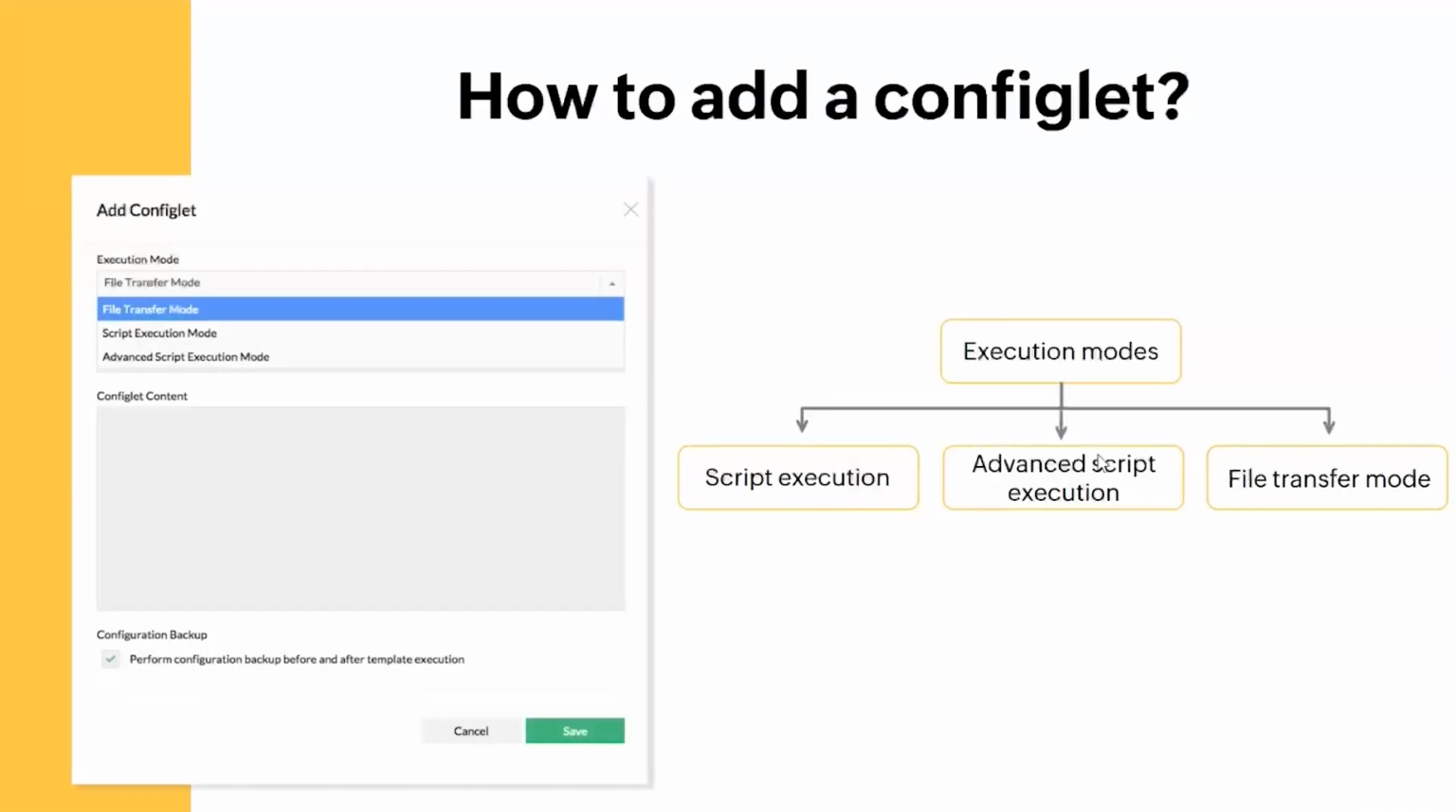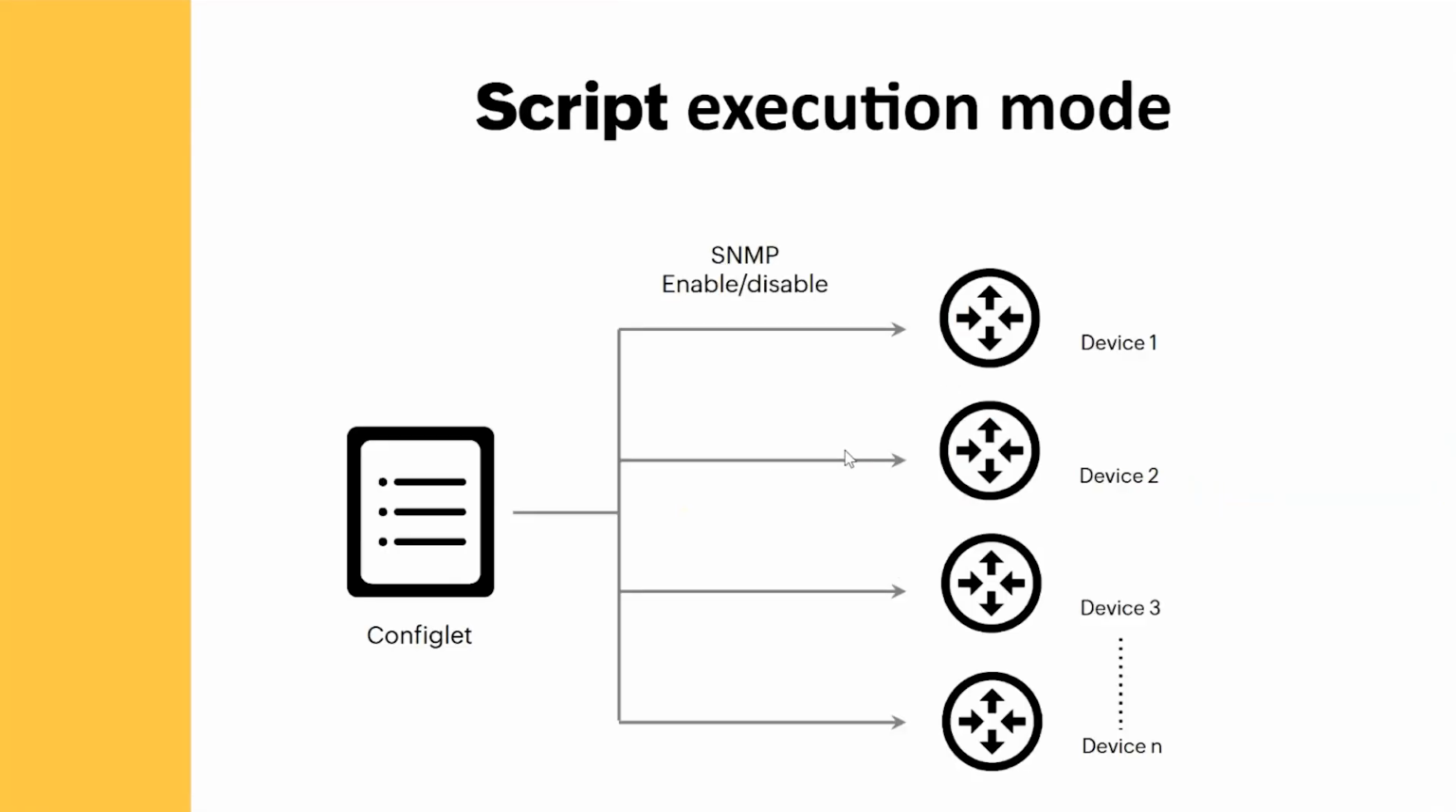So how do you add configlets in Network Configuration Manager? So there's 3 execution modes for adding configlets. So there's the script execution mode, the advanced script execution mode, and the file transfer mode. So in the upcoming slides, we'll look at each of these execution modes in detail, starting with script execution mode.